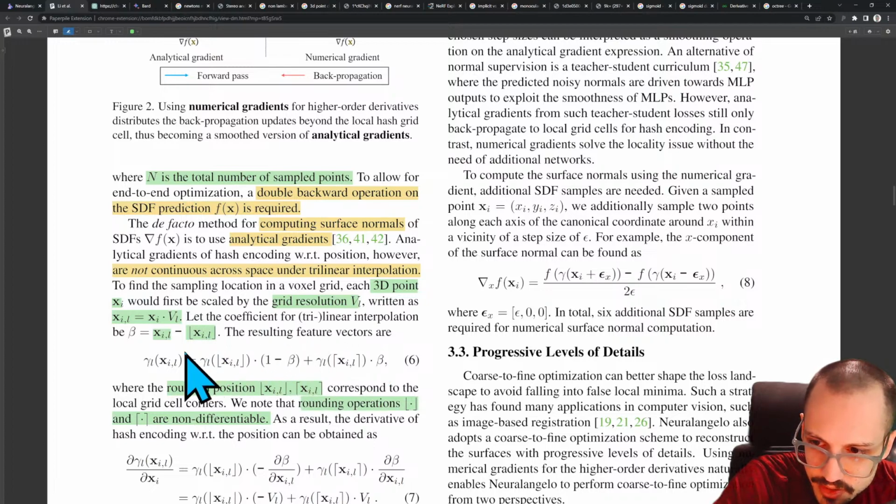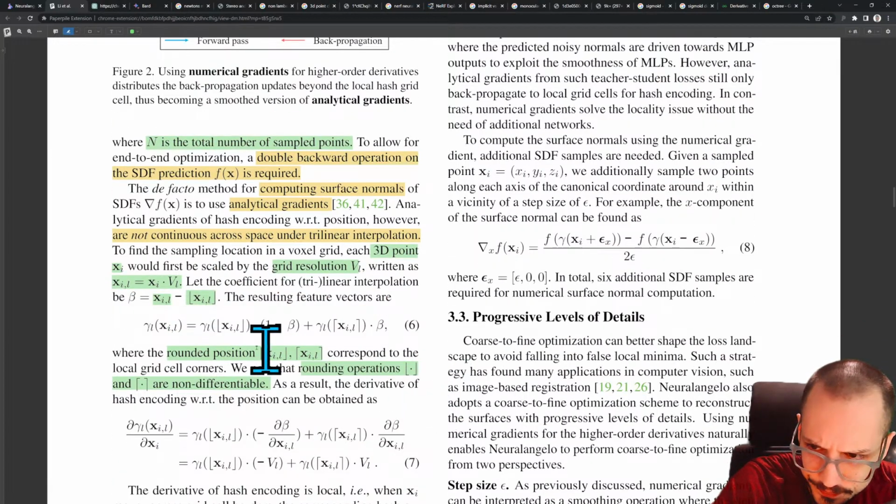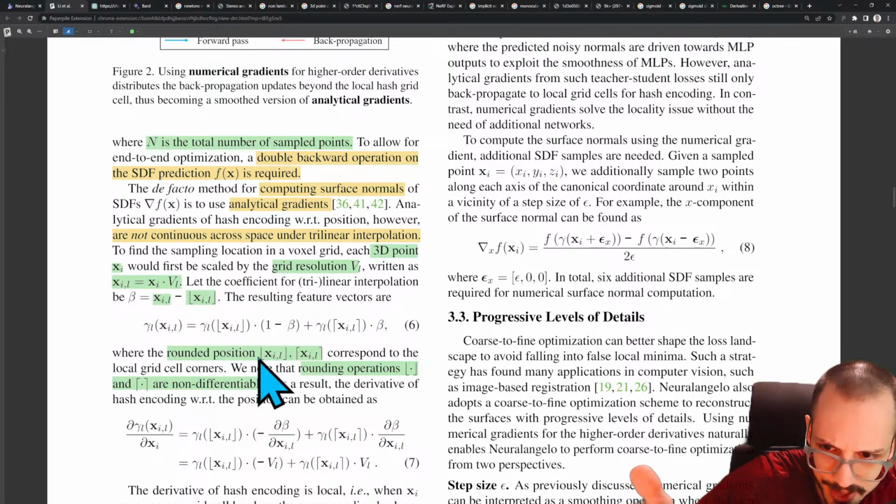The resulting feature vectors are this. You have your gamma L feature vector, which is the concatenated feature vector, right? It's concatenated for each L. You have the feature vector at the rounded point times 1 minus beta plus the feature vector at the rounded opposite point. I don't know which one is which. I'm assuming this one means floor rounded, so you get rid of the decimal, and this one means ceiling rounded, so it's on the other side.